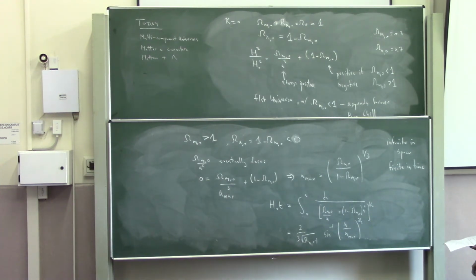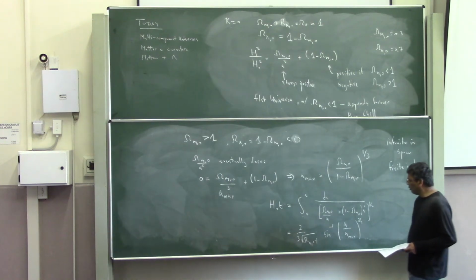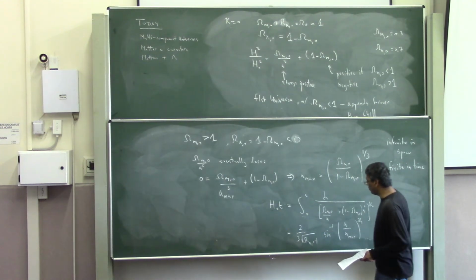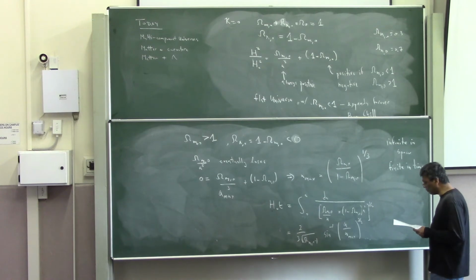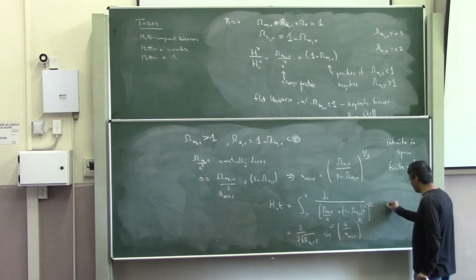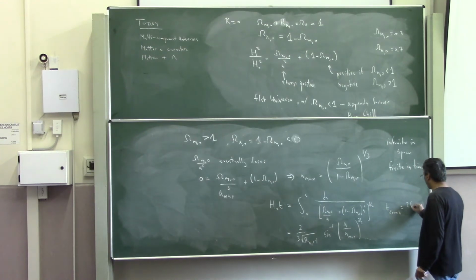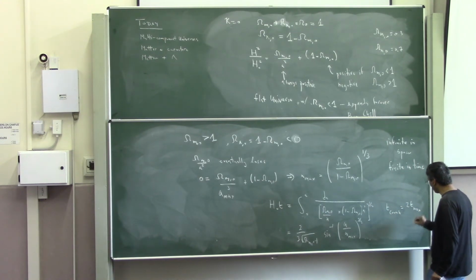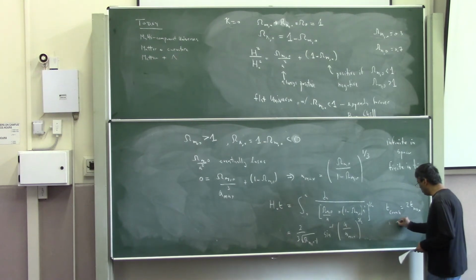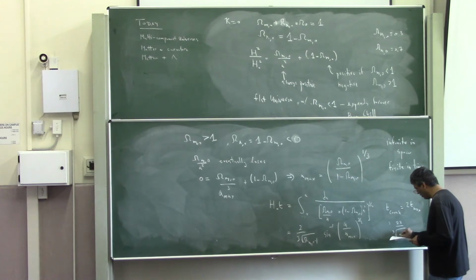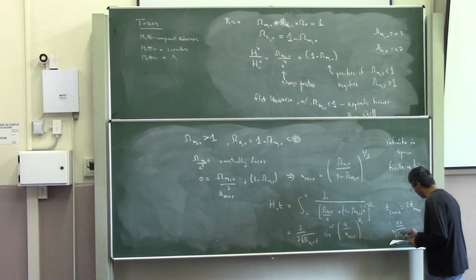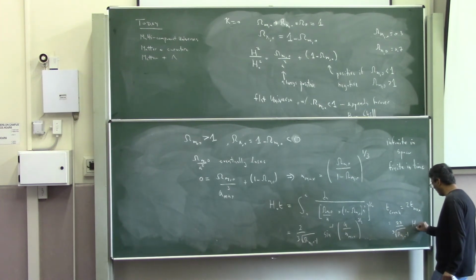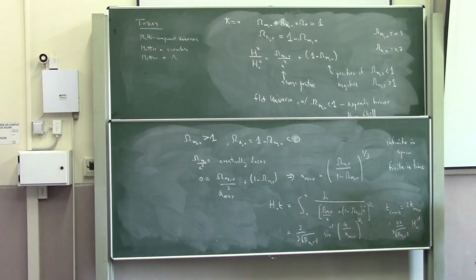So you can solve for when the crunch happens, and when you do that, you'll find that the time of the crunch is twice the time of a max, which is 2 pi over 3 root omega m0 minus 1 H0. Okay, so that's following the universe notes.